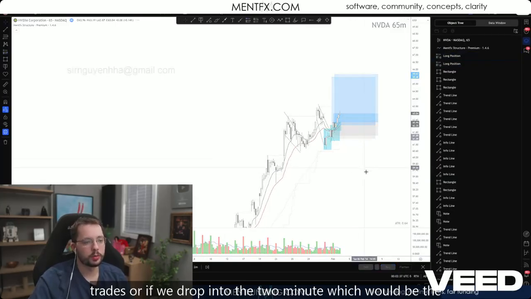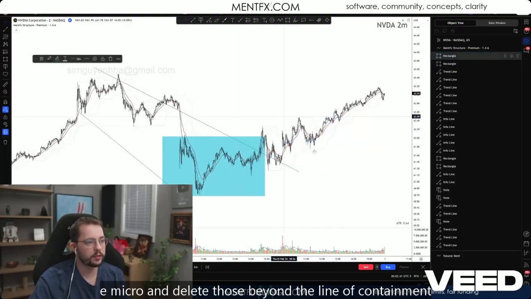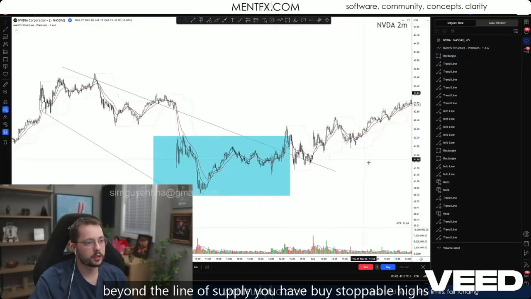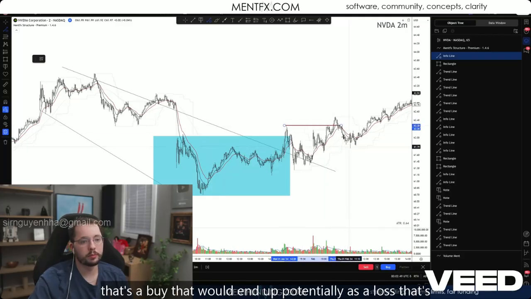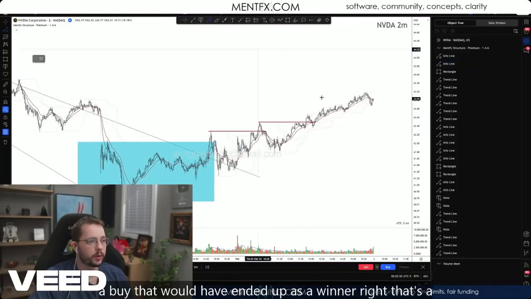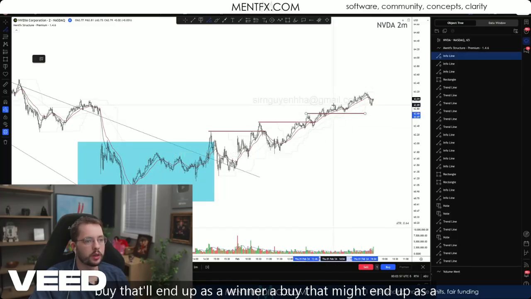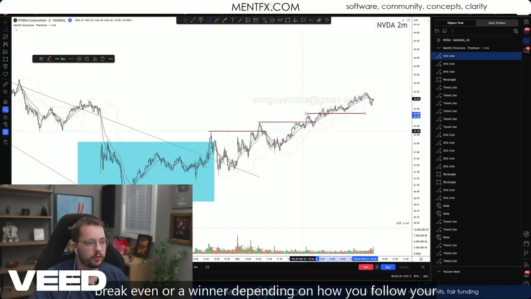Or if we drop into the 2 minute, which would be the E micro, and delete those, beyond the line of containment, beyond the line of supply, you have buy stoppable highs. That's a buy that would end up potentially as a loss. That's a buy that would have ended up as a winner, right? That's a buy that'll end up as a winner. A buy that might end up as a break even or a winner, depending on how you follow your rules.